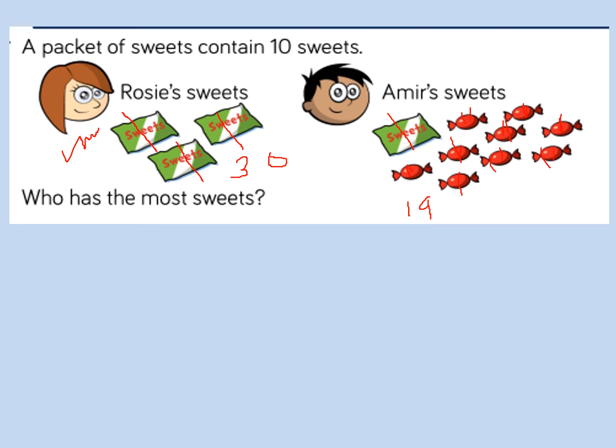So we need to show which child has the most sweets. And we're going to use our greater than or more than or less than symbol. So I'm going to do my dots. So I know that Rosie has the most sweets. She's got 30. So I'm going to remind myself how to do the greater than symbol. I can use 2 dots because that's more than the 1 dot that shows less than. Join them up. And Rosie has the most sweets.